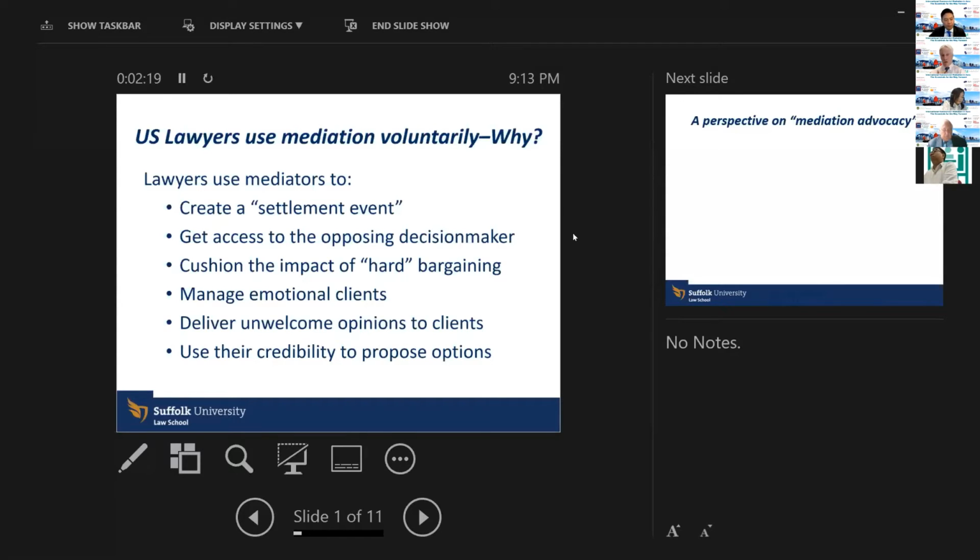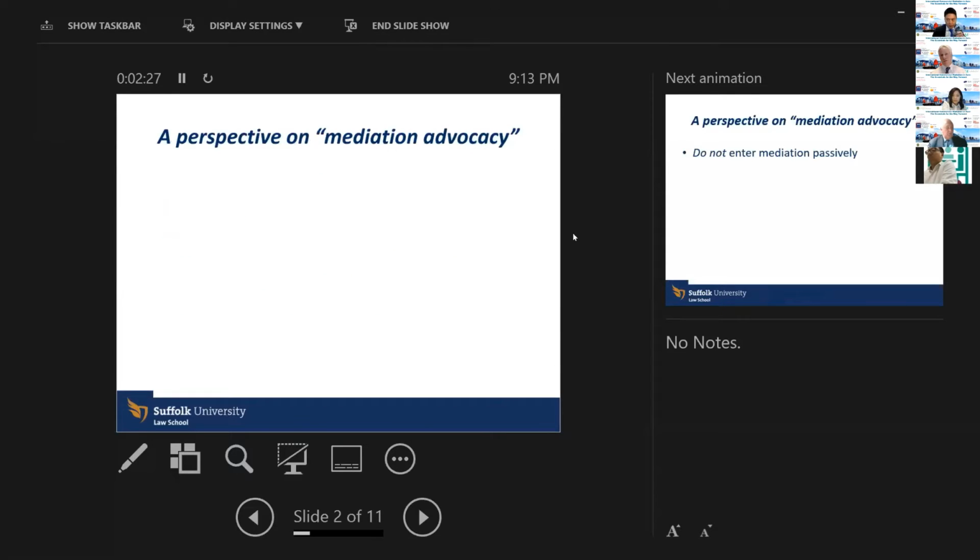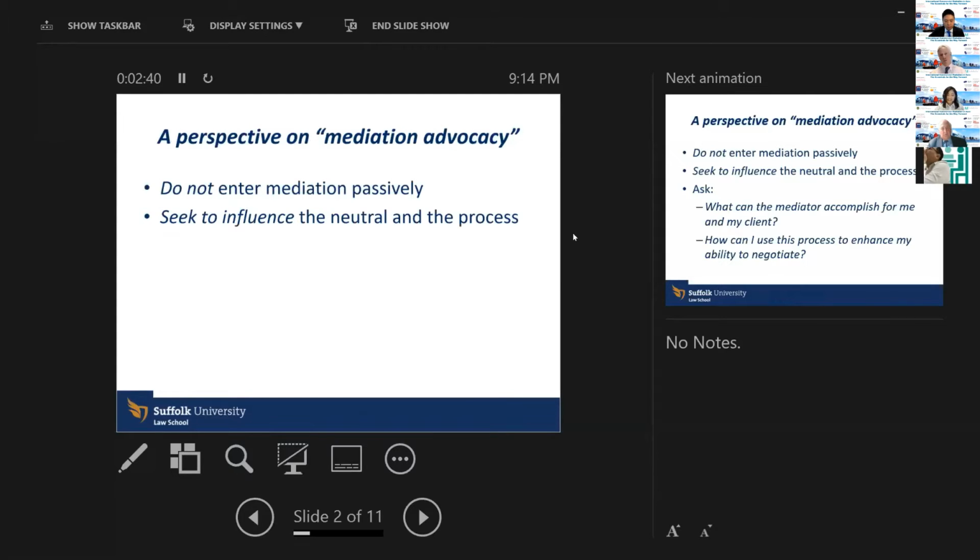And they use our credibility to support their proposals and options and solutions. So if I had general advice, it would be, look, do not enter mediation passively as if you're selecting a good surgeon and you're counting on him or her to operate on the correct leg. I think you should be trying to influence the neutral and the process. Yes, manipulate them if you will, but in an ethical sense.